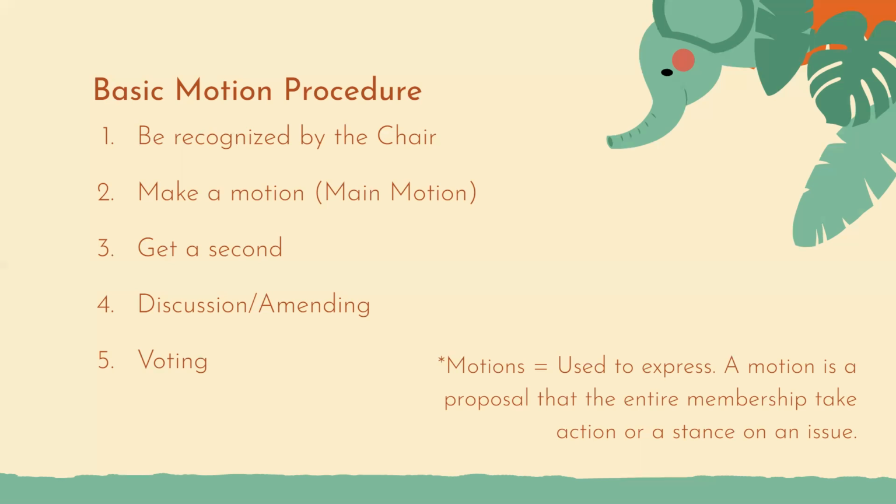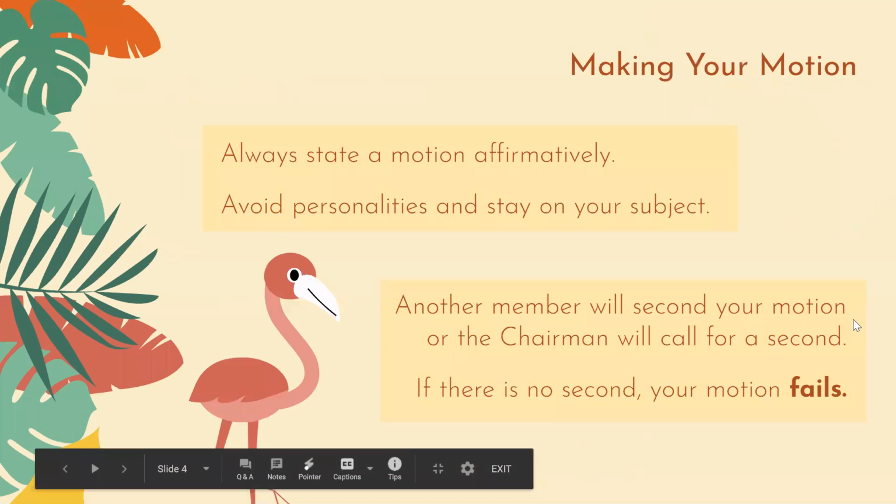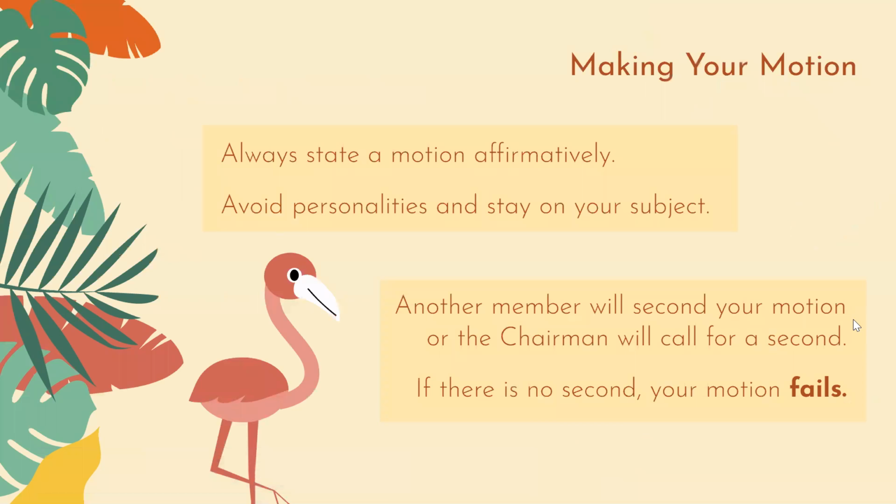Whatever discussion or amendment is to be had, after that, voting will take place. Okay. So we will move on. Making your motion. Always state a motion affirmatively. I can understand that public speaking can be a pretty daunting task, but when you make your motion, say it clearly. I know from personal experience, this will limit the amount of headache you have to have later on for your explanation.